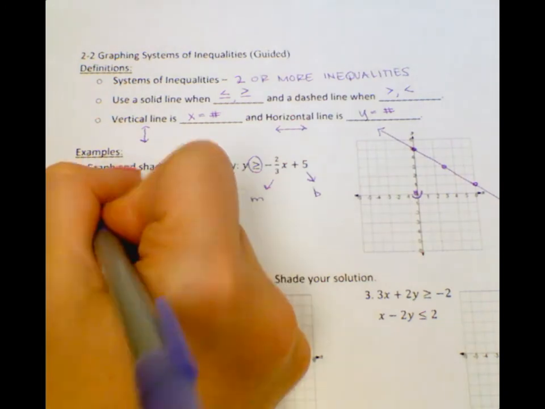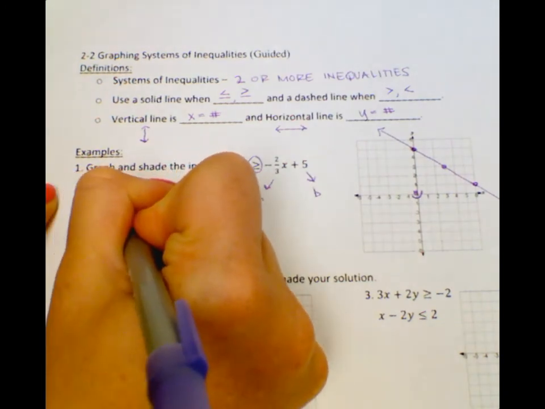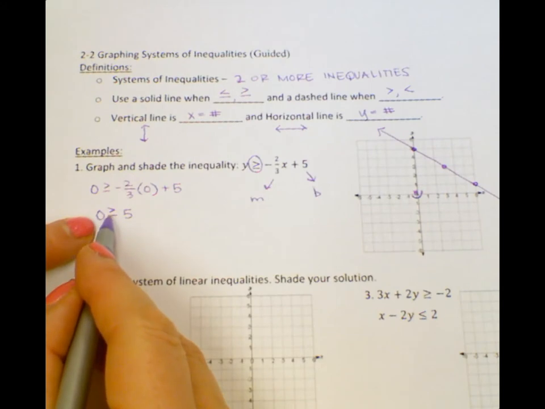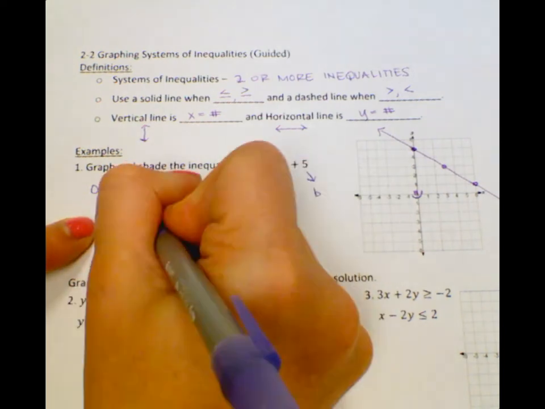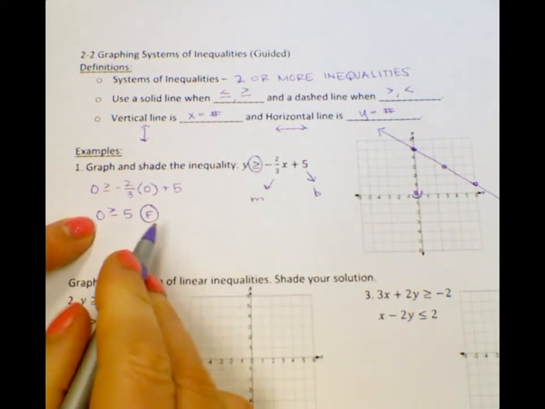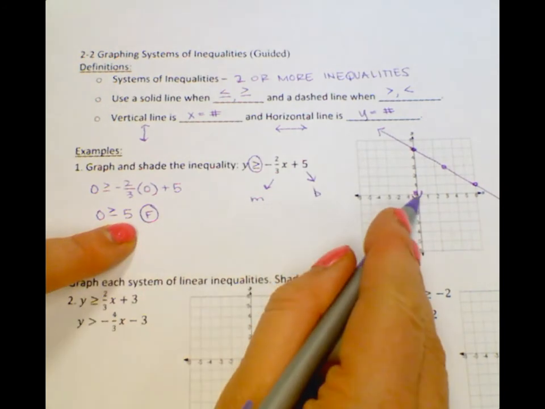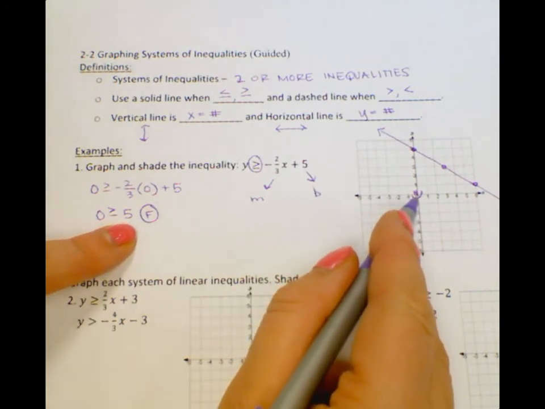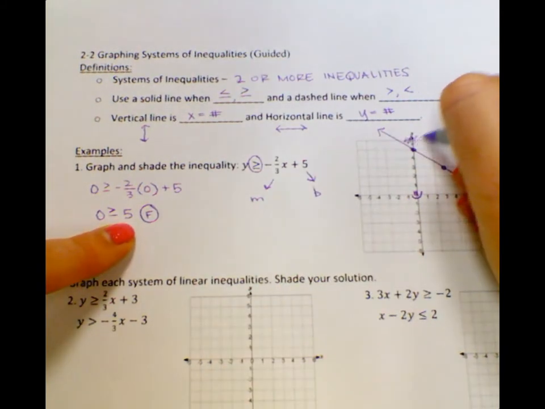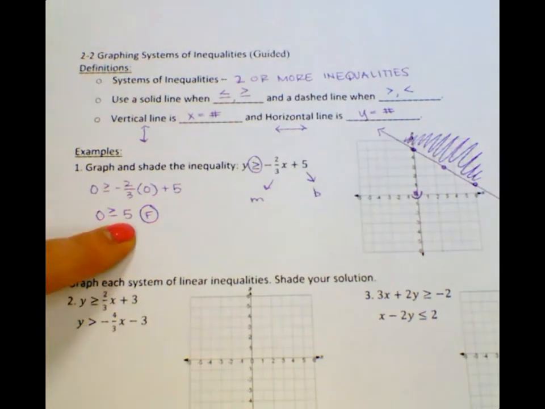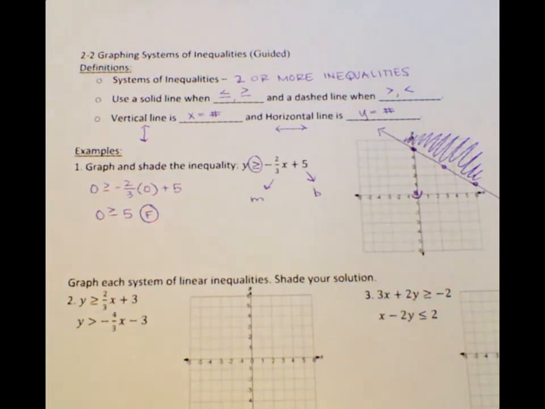Well, we know 2/3 times 0 is just 0. Now we read the inequality left to right. 0 is greater than or equal to 5. Is that true? Is 0 greater than 5? No, that is false. So when it's false, 0, 0 does not work. So we do not shade with the 0, 0. So I'm going to shade on the other side, and that is your answer. So we always have to check a point. If that point is false, you don't shade with that point. If that point is true, you're going to shade with it. Okay?